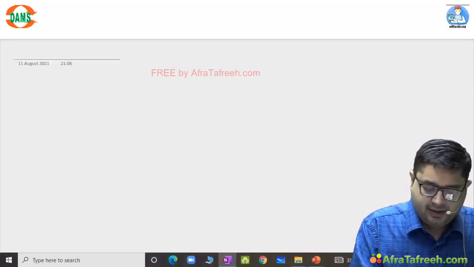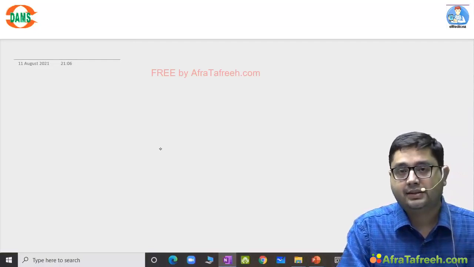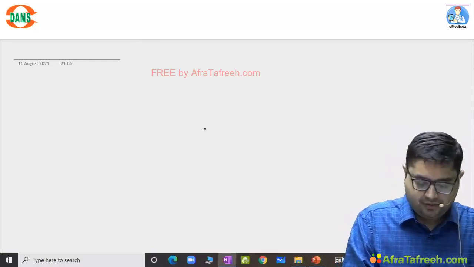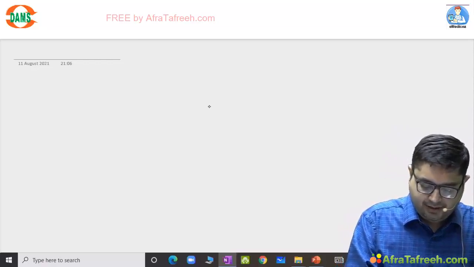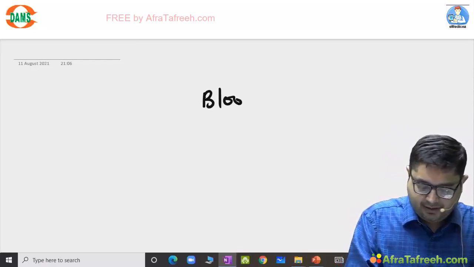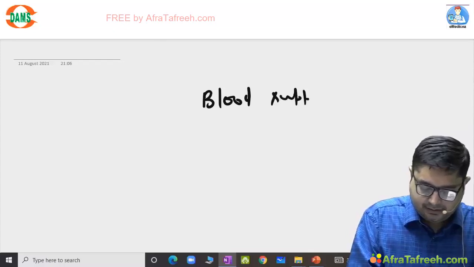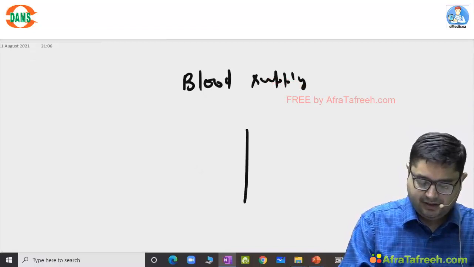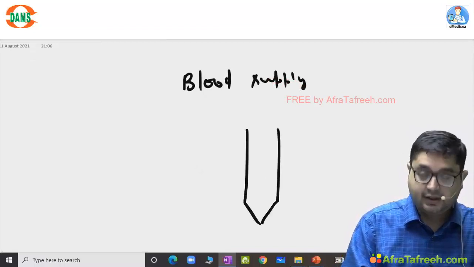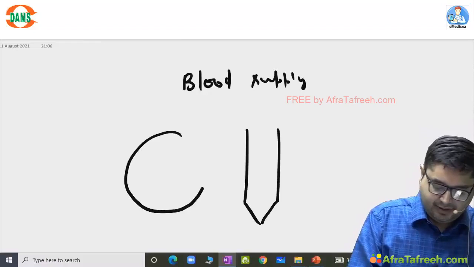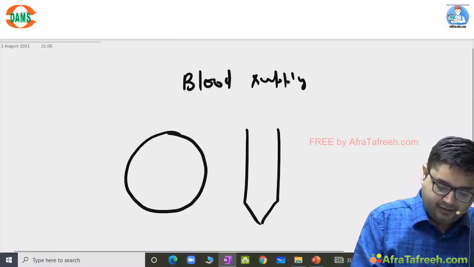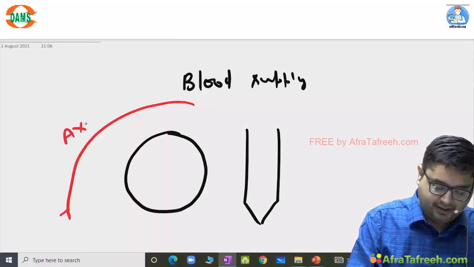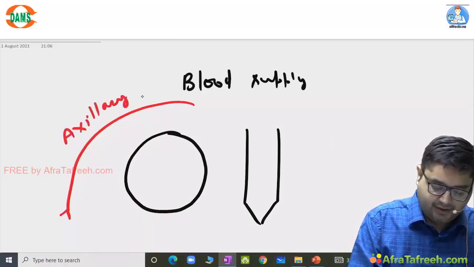So now let us discuss about the blood supply. After the extent, blood supply and the lymphatic drainage are also important for the breast tissue. So when you see the blood supply, this is the schematic diagram, and try and understand this part, that this is the sternum and this is the breast tissue, and here this artery is the axillary artery.